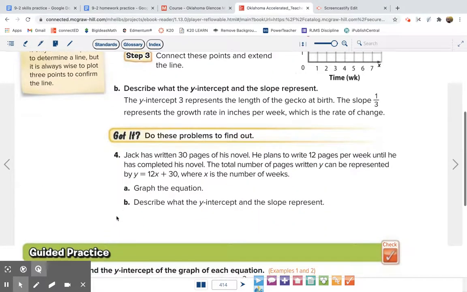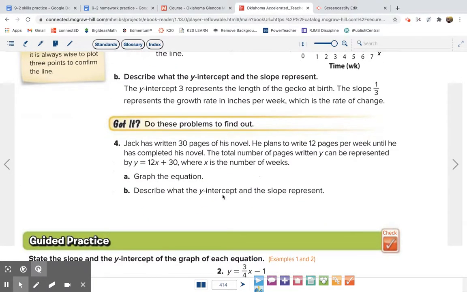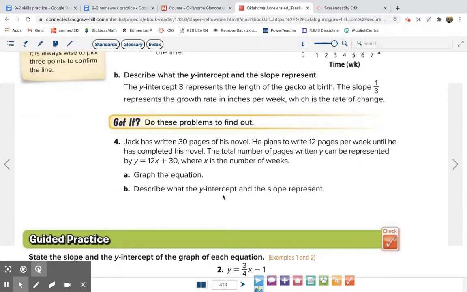So now you're going to try one of these. I know word problems are not the easiest, so just try your best. That's all I ever ask on these. So you're going to try number 4, A and B, and then I will go over it with you.